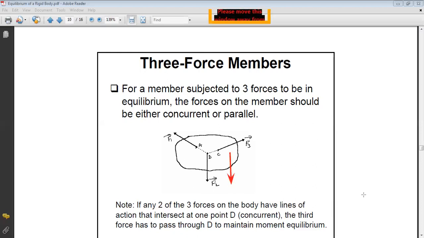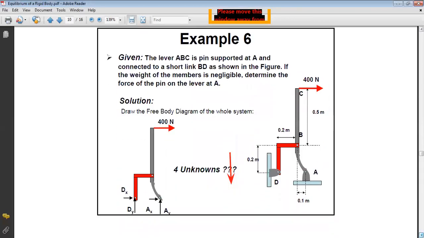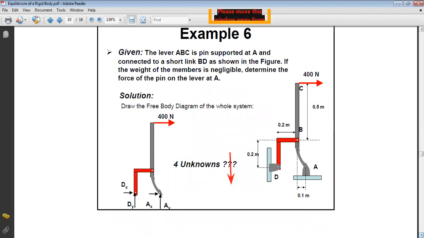Okay, so let us continue with the problem. So here we have lever ABC pin supported at A and connected to a short link BD as shown in the figure. If the weight of the members is negligible, determine the force of the pin at A. So here, what do we have? If you look at your figure, you have two members connected together. You have member ABC connected to member BD.